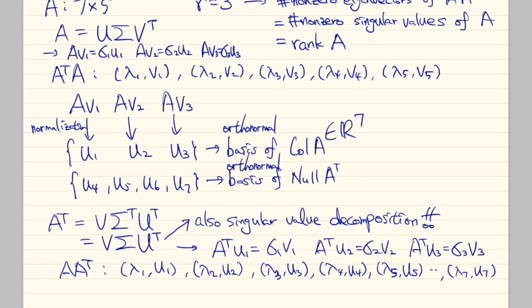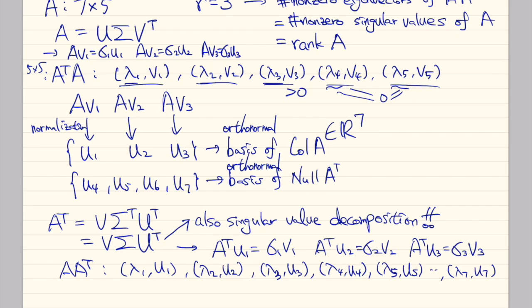Right? And then A transpose A is a 5 by 5 matrix, right? So this is 5 by 5, and so it will have 5 eigenvalue and vector pairs, where eigenvectors are also orthonormal, and eigenvalues are all strictly positive or zeros. But here, where r is 3, lambda 1, lambda 2, lambda 3 are strictly positive, but lambda 4 and lambda 5 are equal to 0, right?